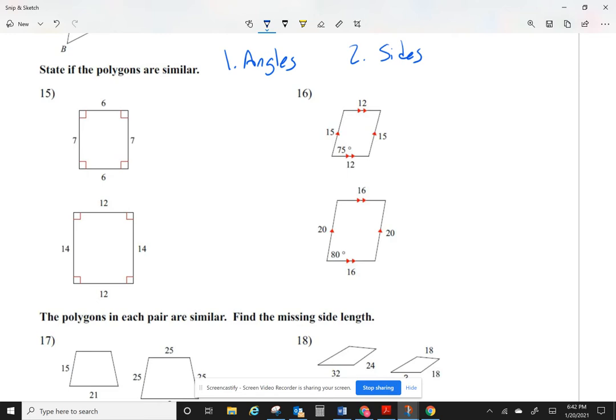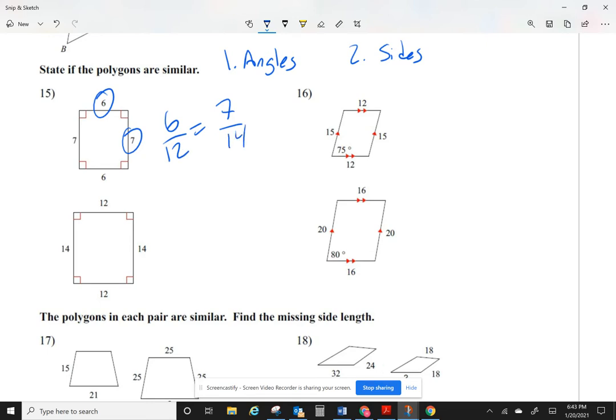The angles on one figure seem to be the angles on the other figure. So the angles are equal, so that's good. Now sides must be proportional. Let me choose two measurements from the small figure, 6 and 7. If there were three numbers that did not repeat, that happens sometimes in triangles, I will choose all three. Now here I just chose 6 and 7. Now 6 goes with 12 and 7 goes with 14.